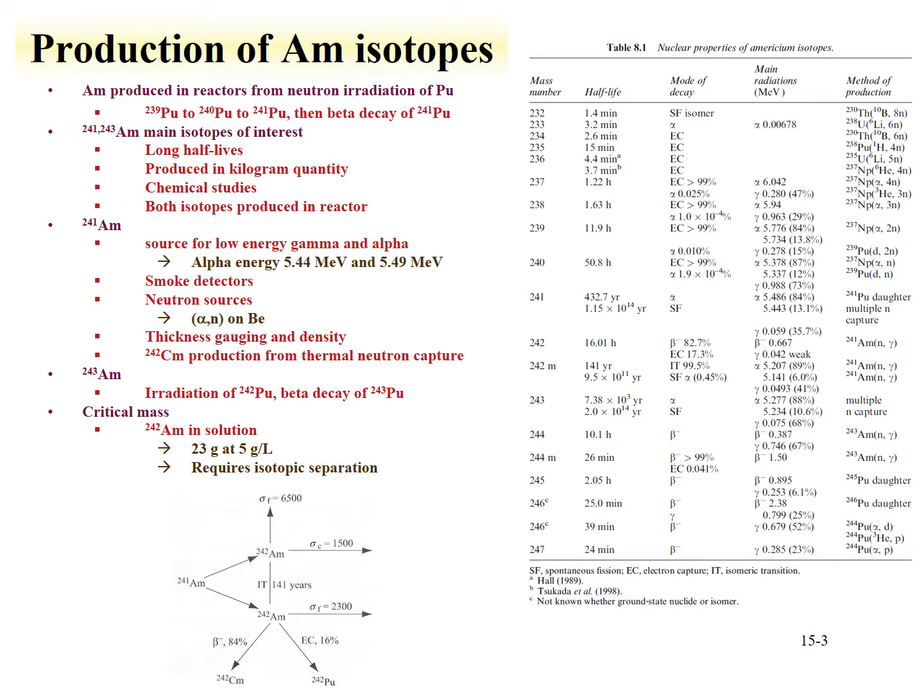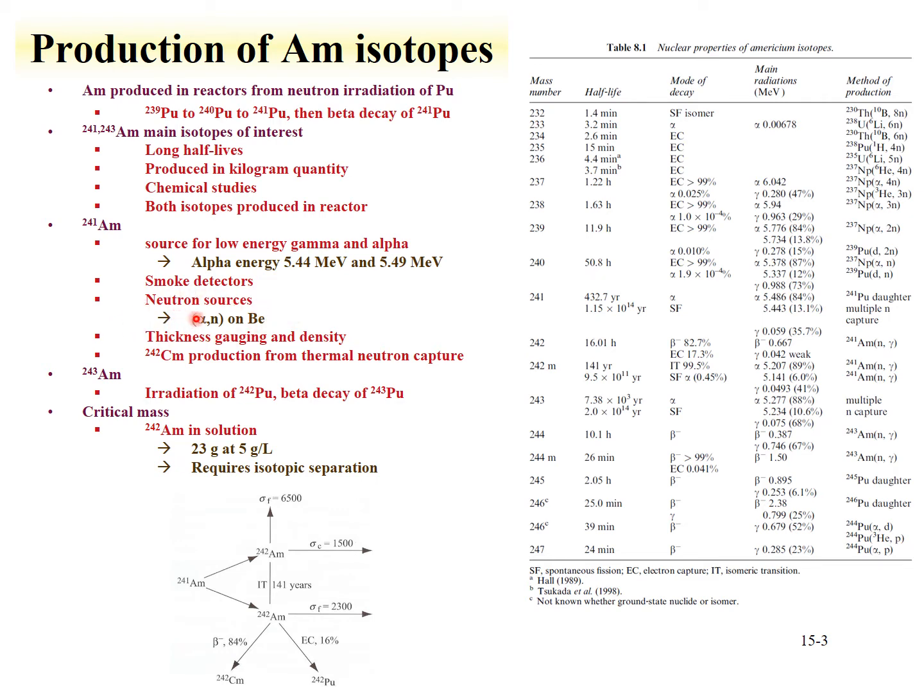As we've already alluded to, the 241 and 243 are the main isotopes of interest related to the chemistry of these elements. They have long half-lives. They can be produced in suitable quantities. The americium-241 is a source for low-energy gammas. You've used it in calibration sources. It's a 59 keV gamma ray. There are also 2 alphas associated with this, and americium-241 is employed in smoke detectors because of these alpha energies.